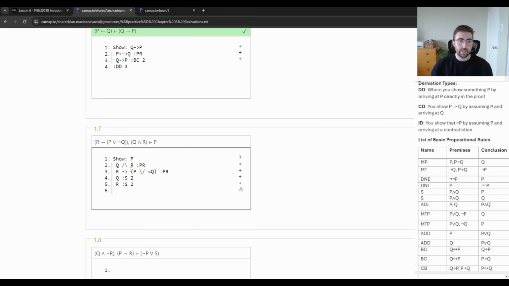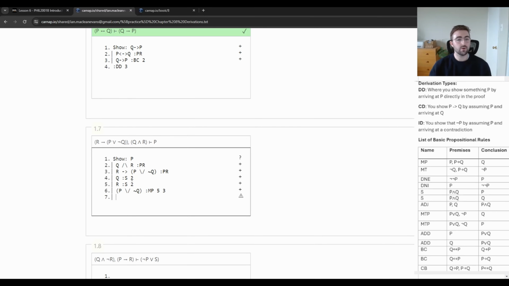Well, with R, we can get P or not Q, right? Because if we have R, then we can do modus ponens to get this. Modus ponens, our old and reliable friend. One of our very first rules. All right. So now we have P or not Q. Well, we have Q, so we can get not Q by double negation introduction on line 4.